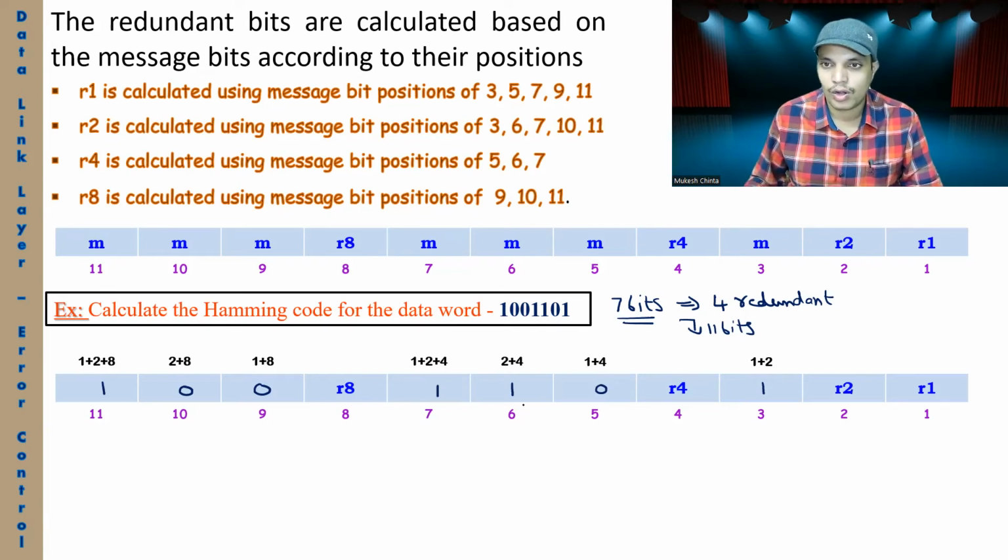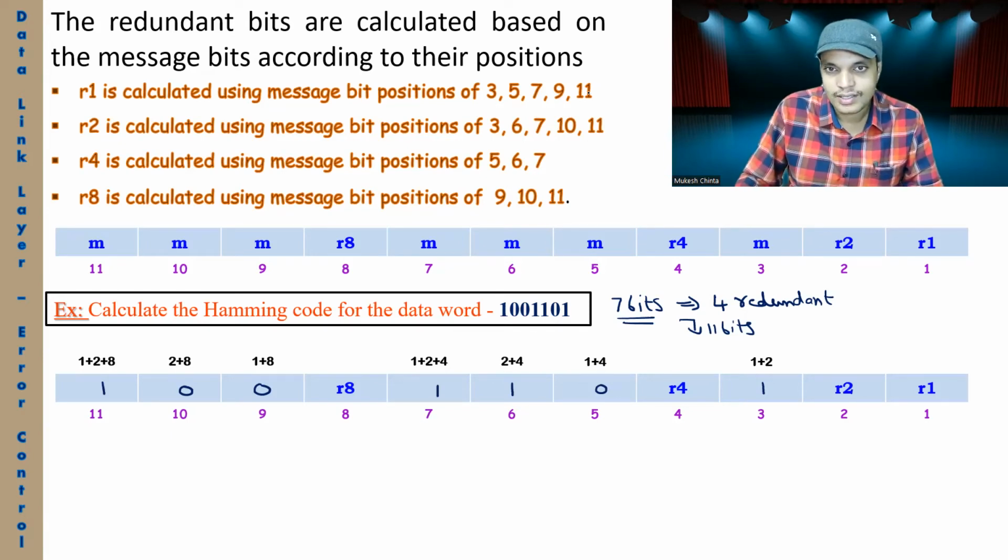For that, I have a small trick up my sleeve, because sometimes I find it a little difficult to remember all these bit positions. So once I draw this table, what I usually do is, the remaining bit positions, I simply break them up as a sum of the powers of 2. So 3 is written as 1 plus 2, 5 is written as 1 plus 4, 6 is written as 2 plus 4, 7 is written as 1 plus 2 plus 4, 9 is written as 1 plus 8, 10 is written as 2 plus 8, 11 is written as 1 plus 2 plus 8.